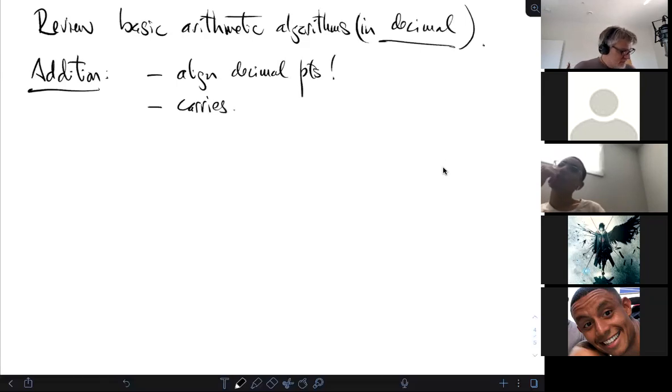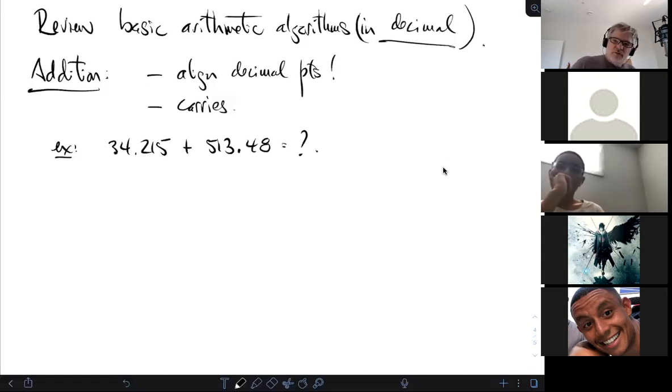Okay, so let's do a very simple example. I'm asked to compute 34.215 plus 513.48. So of course, in everyday life, what do I do? I just grab a calculator and do it, right? If I'm on a desert island and for some reason I have to add those, I take my finger and do it in the sand, okay? But again, the point is not to make you become experts at adding numbers, it's for us to review how the algorithm works, okay?